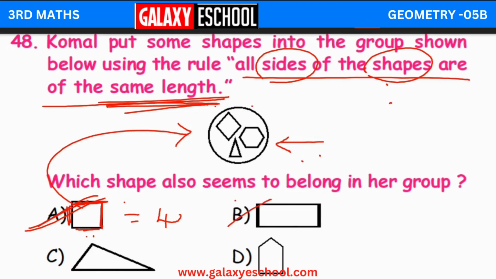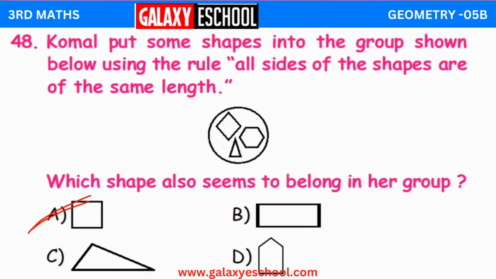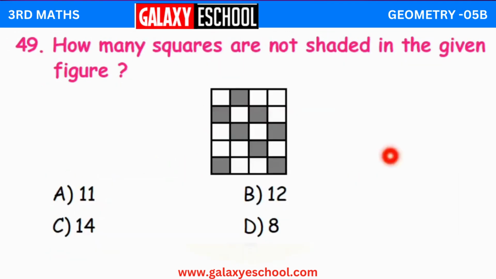Yes, when it comes to rectangle, only the opposite sides are equal. And even the figure C, the triangle we see here, does not have the sides of equal length. And even the figure D does not have the sides of the equal length. So only option A, square, fits this group. So option A becomes our correct answer.